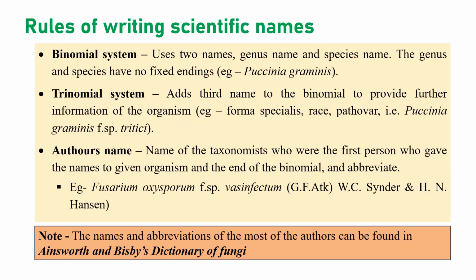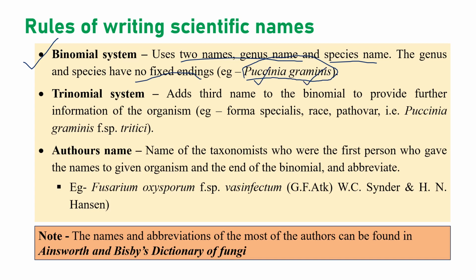Now we'll see the different rules for writing scientific names. First starts with the binomial system. The name itself indicates two names. The first one is the genus name, the second one is the species name. This binomial nomenclature was given by Carolus Linnaeus, whom we discussed earlier. The genus name has no fixed endings. For example, we can take Puccinia graminis. Puccinia is the genus name, graminis is the species name.